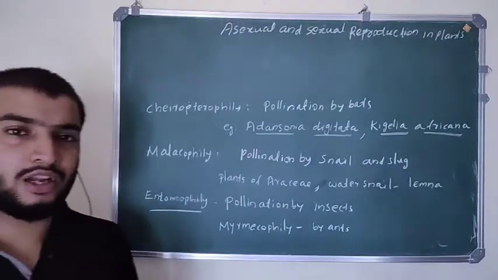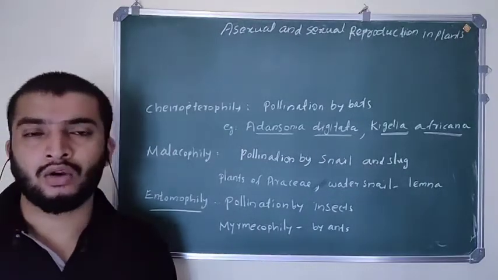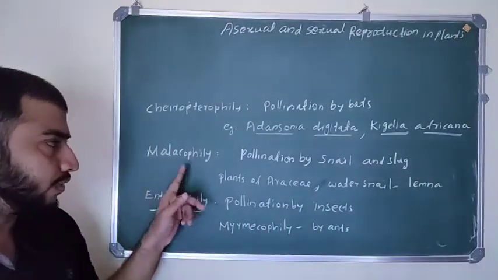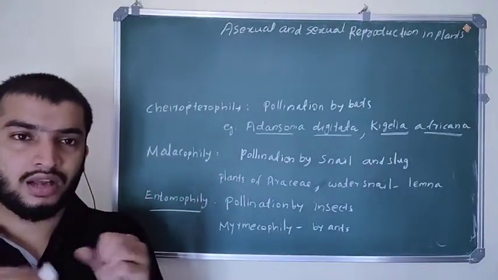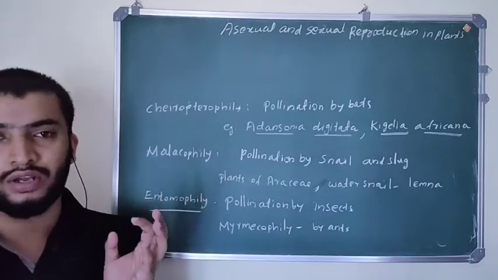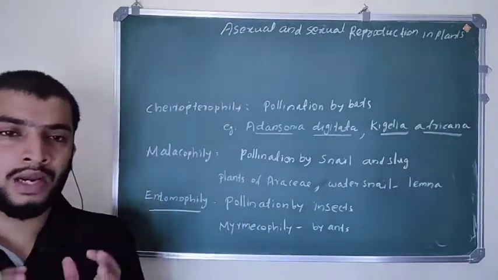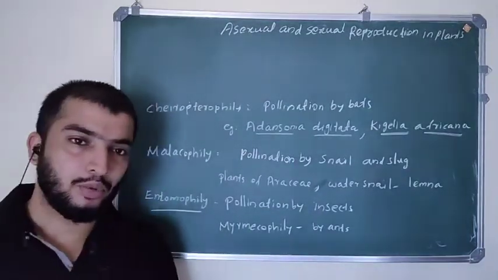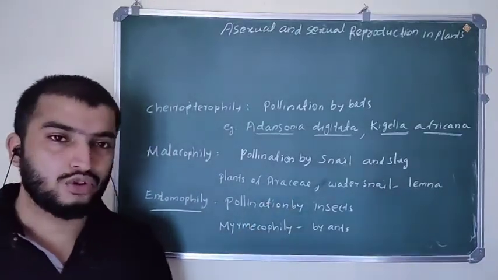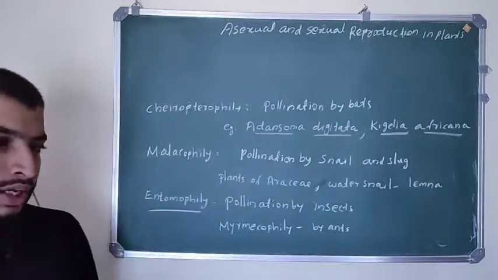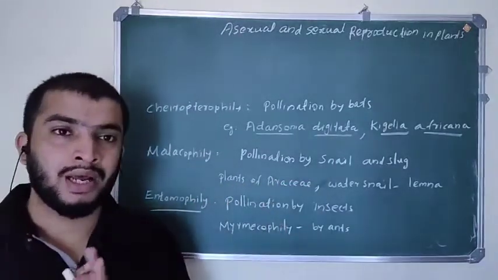Chiropterophily means pollination with the help of bats. Then pollination with the help of snails or slugs is called malacophily. Do you know the difference between a snail and a slug? Snails have a shell, and slugs do not have a shell. Malacophily is present in some plants of Araceae, and also the water snail helps in pollination in the Lemna plant. So these are the examples for malacophily.